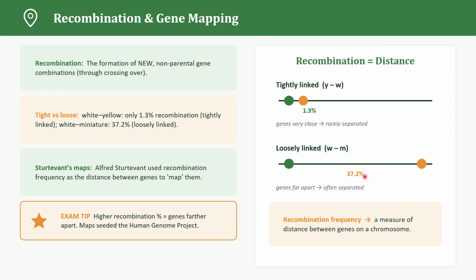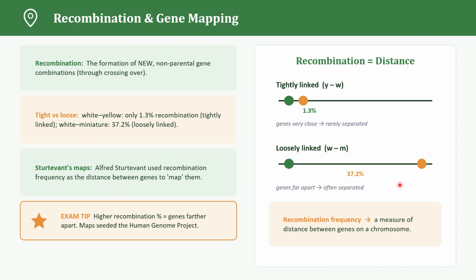Next we are going to see gene mapping. Alfred Sturtevant used recombination frequency in order to calculate the distance between the genes. There is a distance between these two genes, and here also the distance is less, but still there is a distance. He calculated the distance between two genes. This led to the development of the genetic maps.